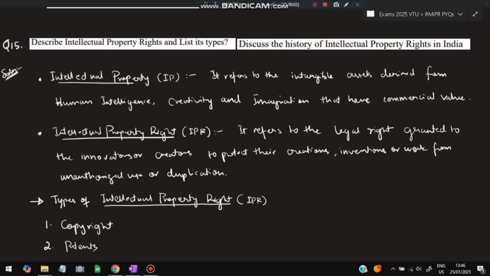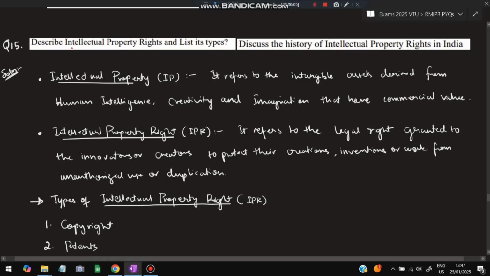Moving on to the next super important question, we have to describe intellectual property rights. You have to describe it, list its types, and also discuss the history of intellectual property rights in India.